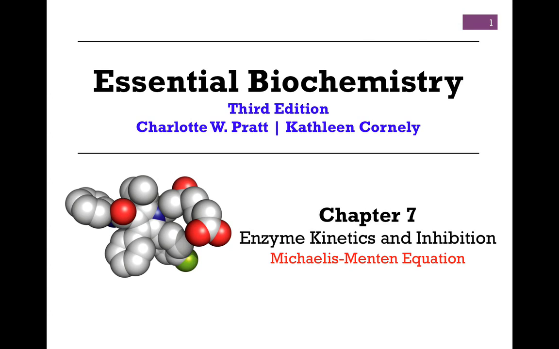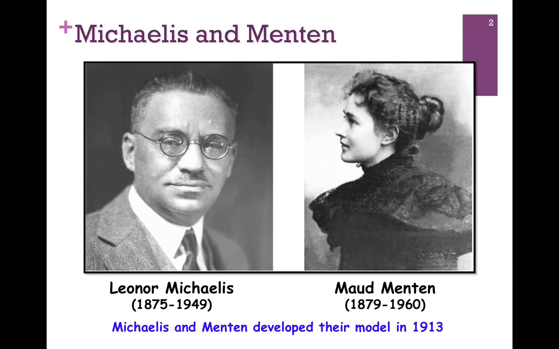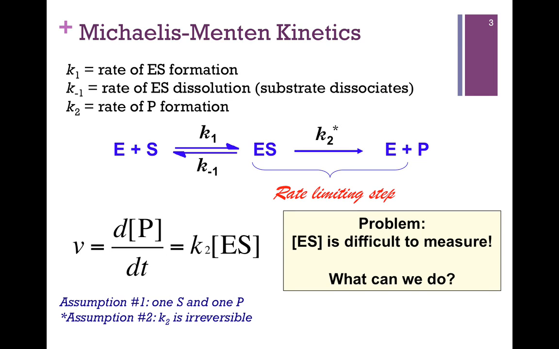This is our second lesson on enzyme kinetics and inhibition, and we'll be looking at the Michaelis-Menten equation. This is reflective of a model that was developed by Leonor Michaelis and Maud Menten in 1913, and as we'll see, they made some simplifying assumptions in the development of this model. So let's follow their logic.